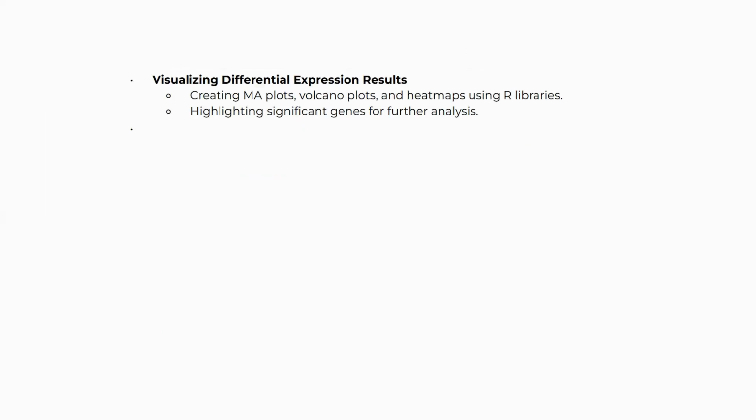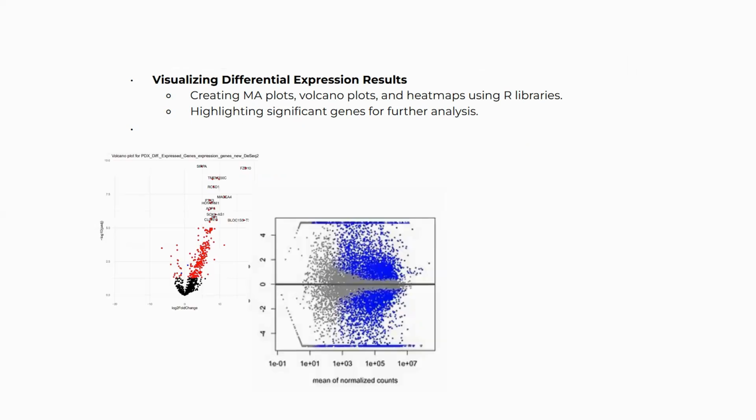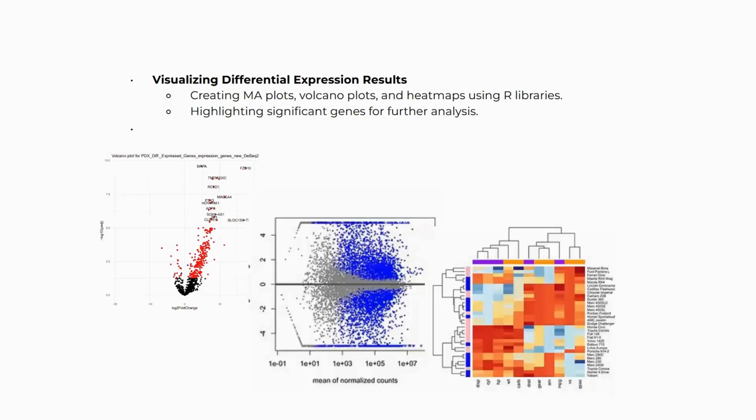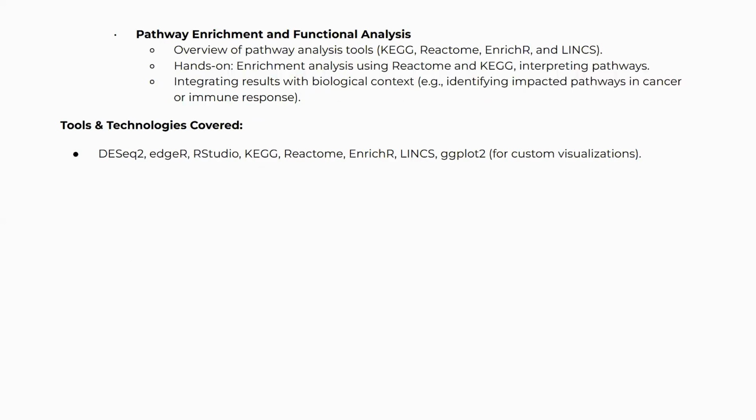Next, we are going to talk about the visualization of the differential expression results. We are going to create volcano plots, MA plots, and heat maps by using various R libraries on Colab itself. And then we are going to move towards the pathway enrichment analysis, where we are going to talk about various tools like KEGG, Reactome, EnrichR, and Lynx.